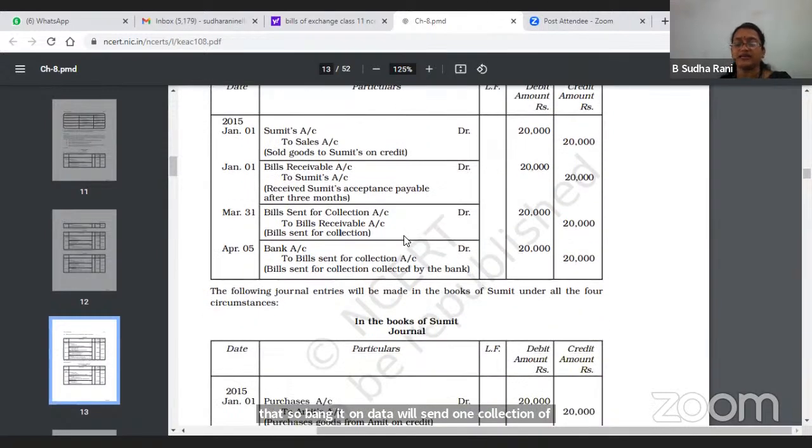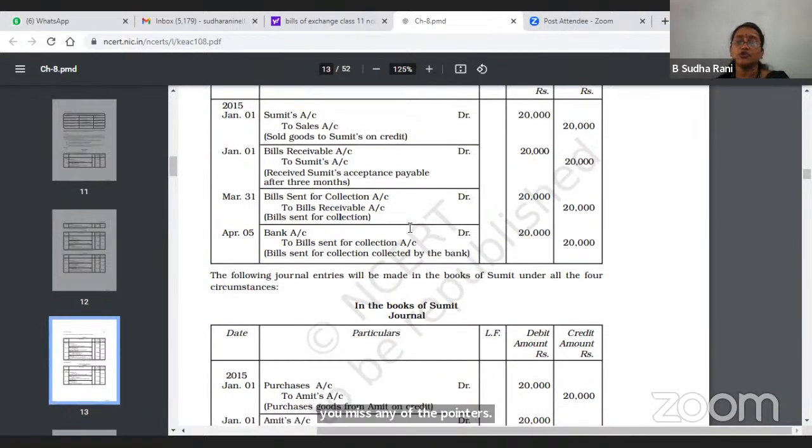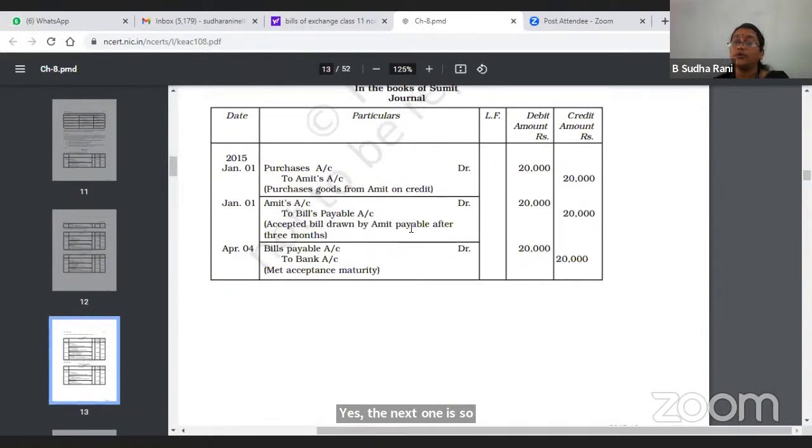See, children, if I keep writing on the board and explaining, it takes a long time. In your limited time, as time is constrained, you cannot do that. That's the reason I'm explaining from the printed one only. Try to understand, and listen to the class repeatedly if you miss any point. The next one, Sumit, we already covered. Now, when the bill is dishonored.